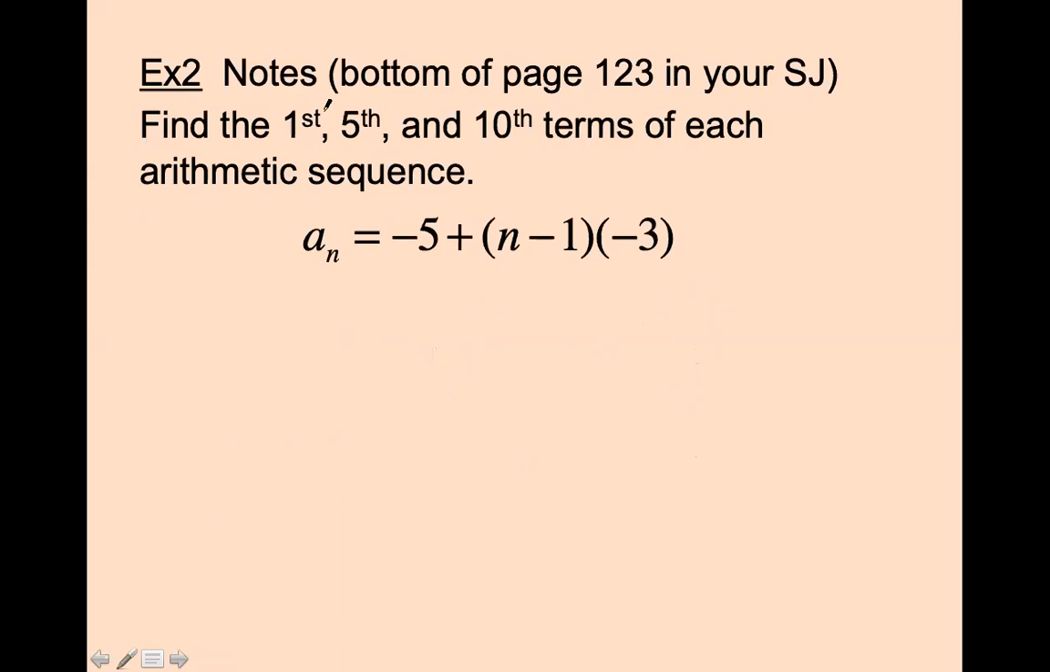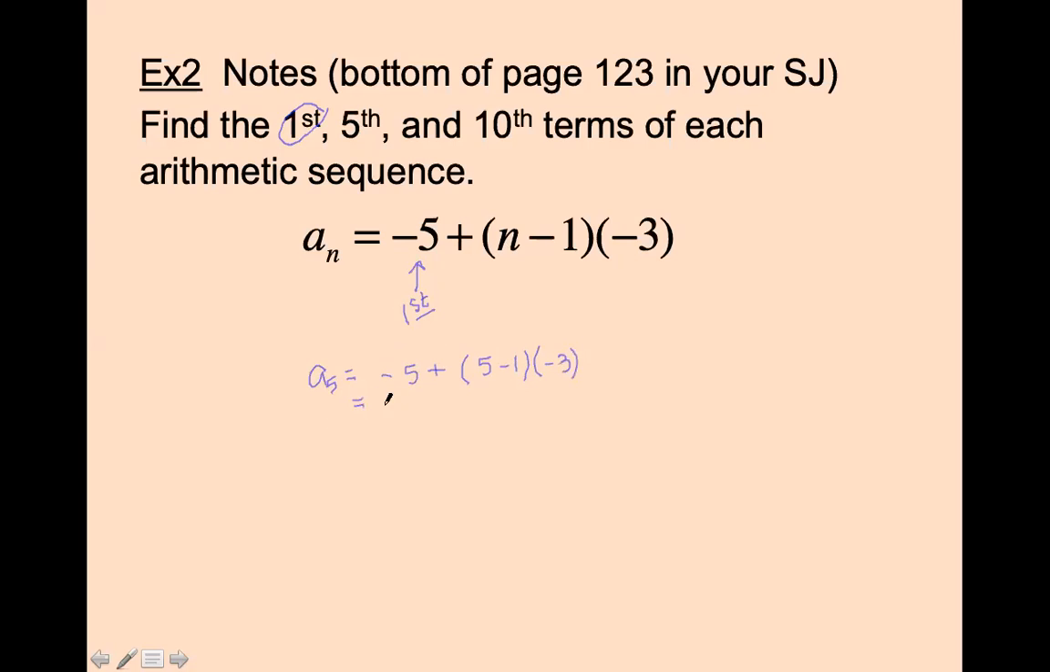We can find the first term just from the pattern itself. Remember, this term here is always the first term. So our first term is -5. And then if we want to find the fifth term, we're going to write a sub 5, and I just say sub for subscript, equals -5 plus, and I'm replacing n with 5 because we're doing the fifth term, times -3. So that -3 is our common difference.